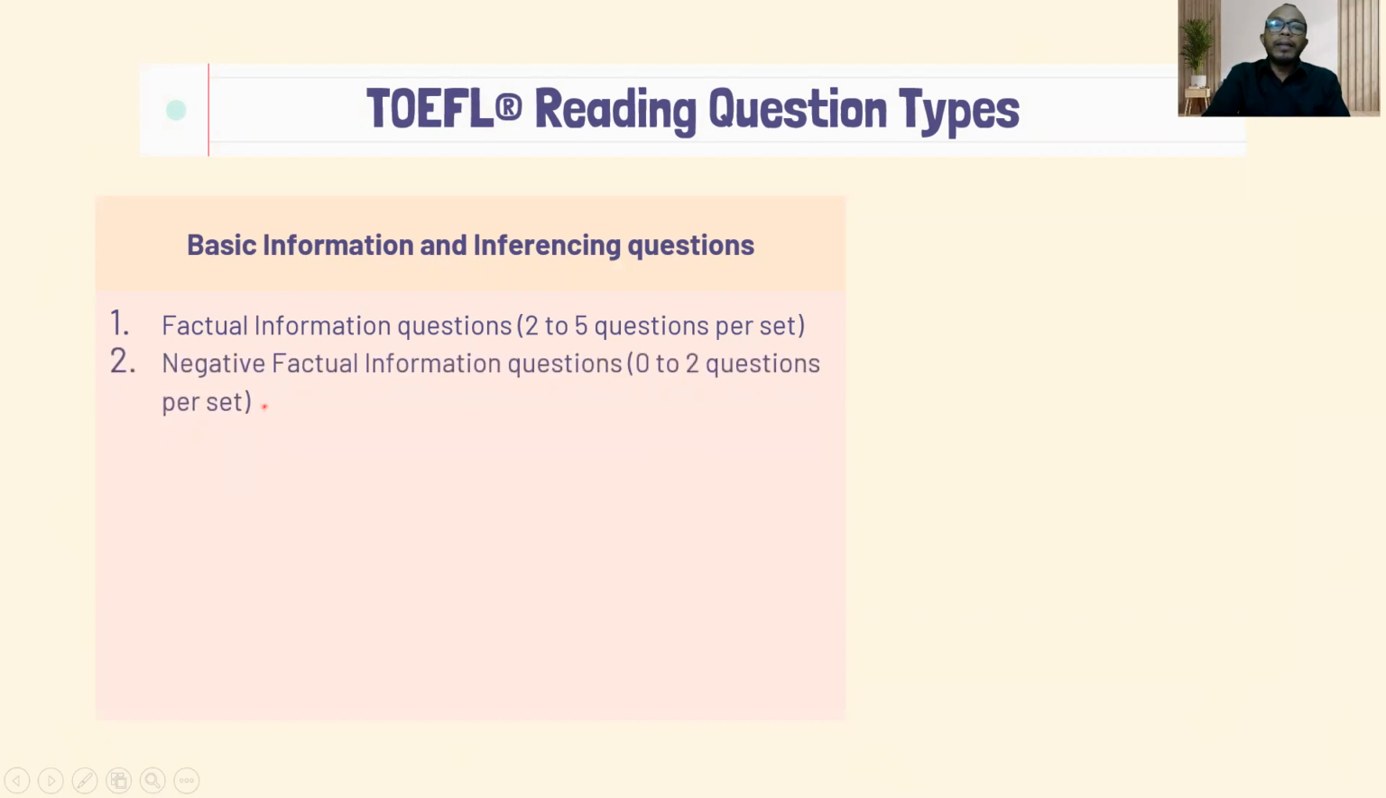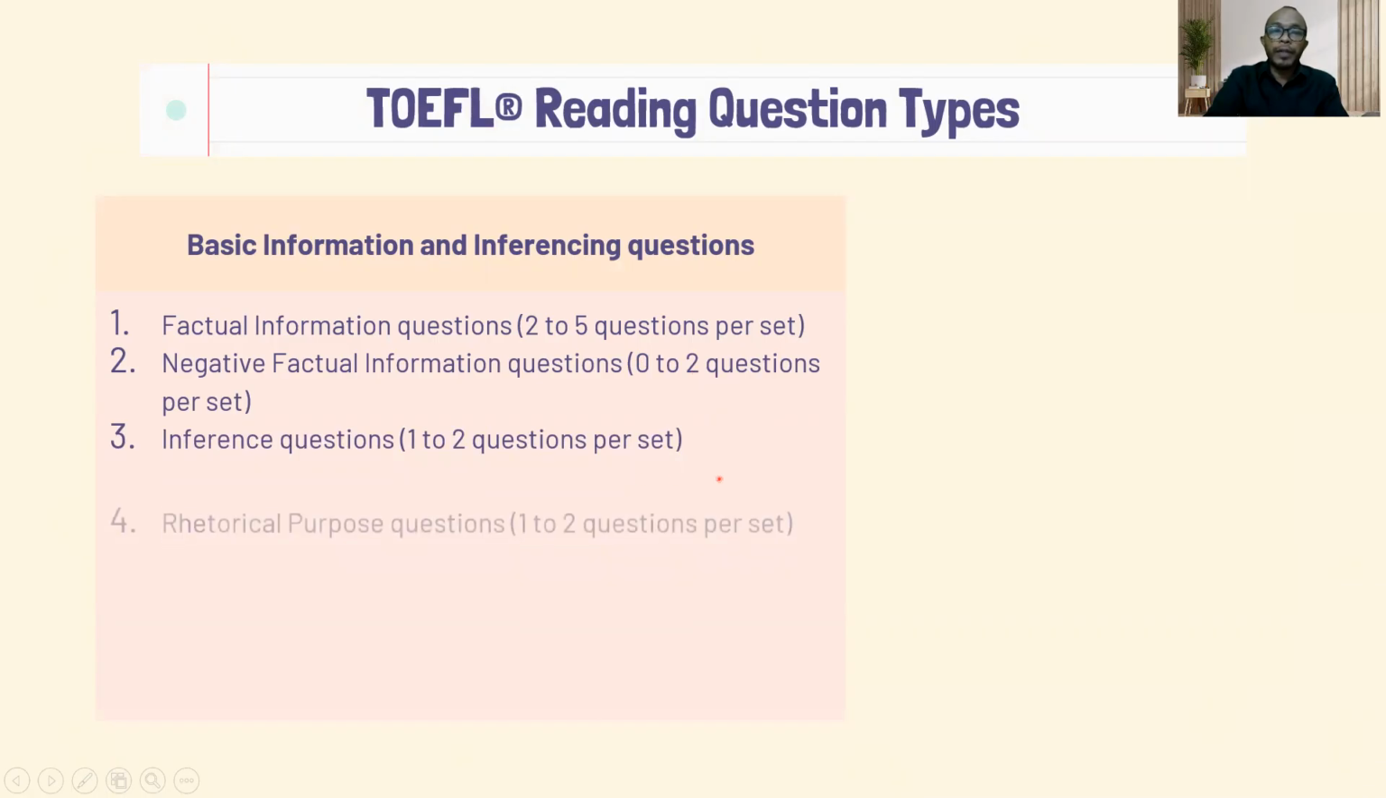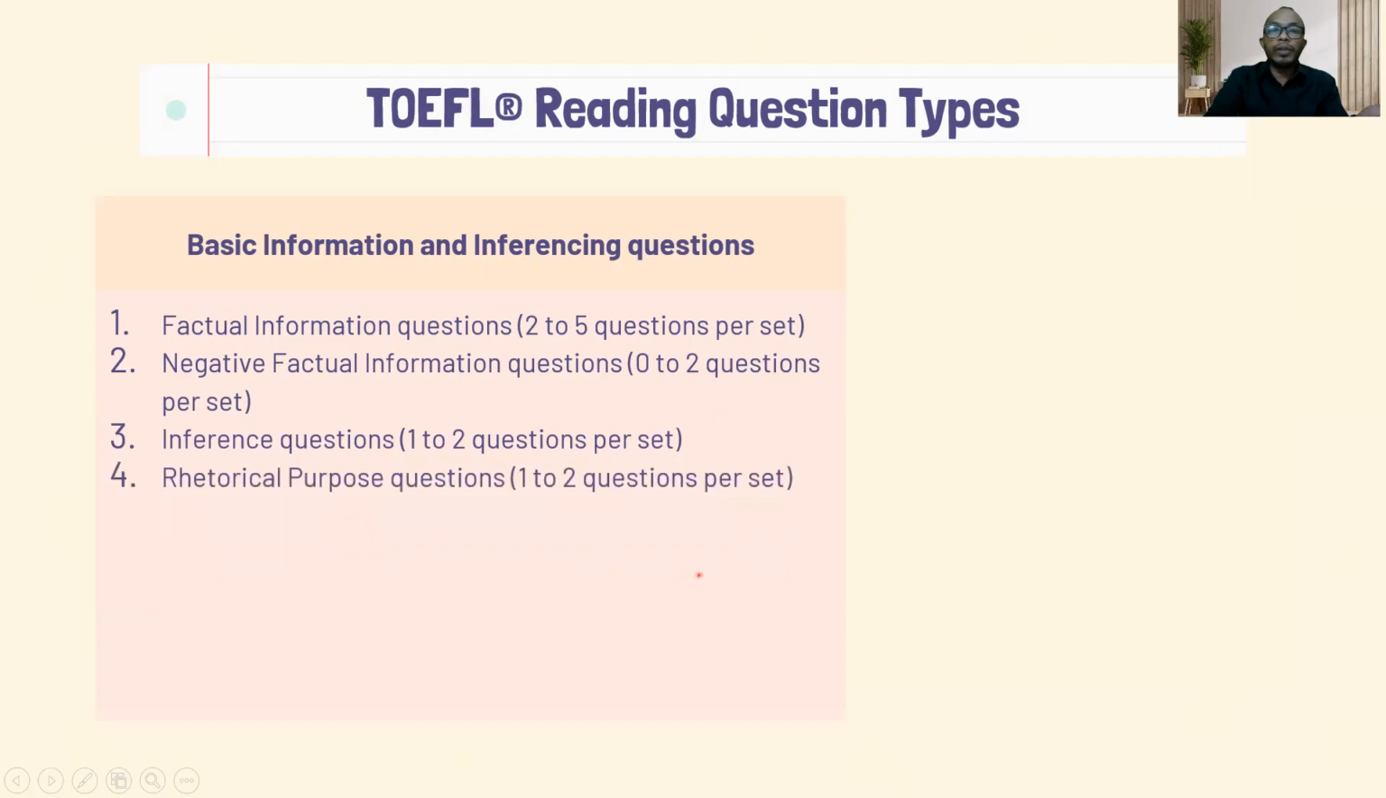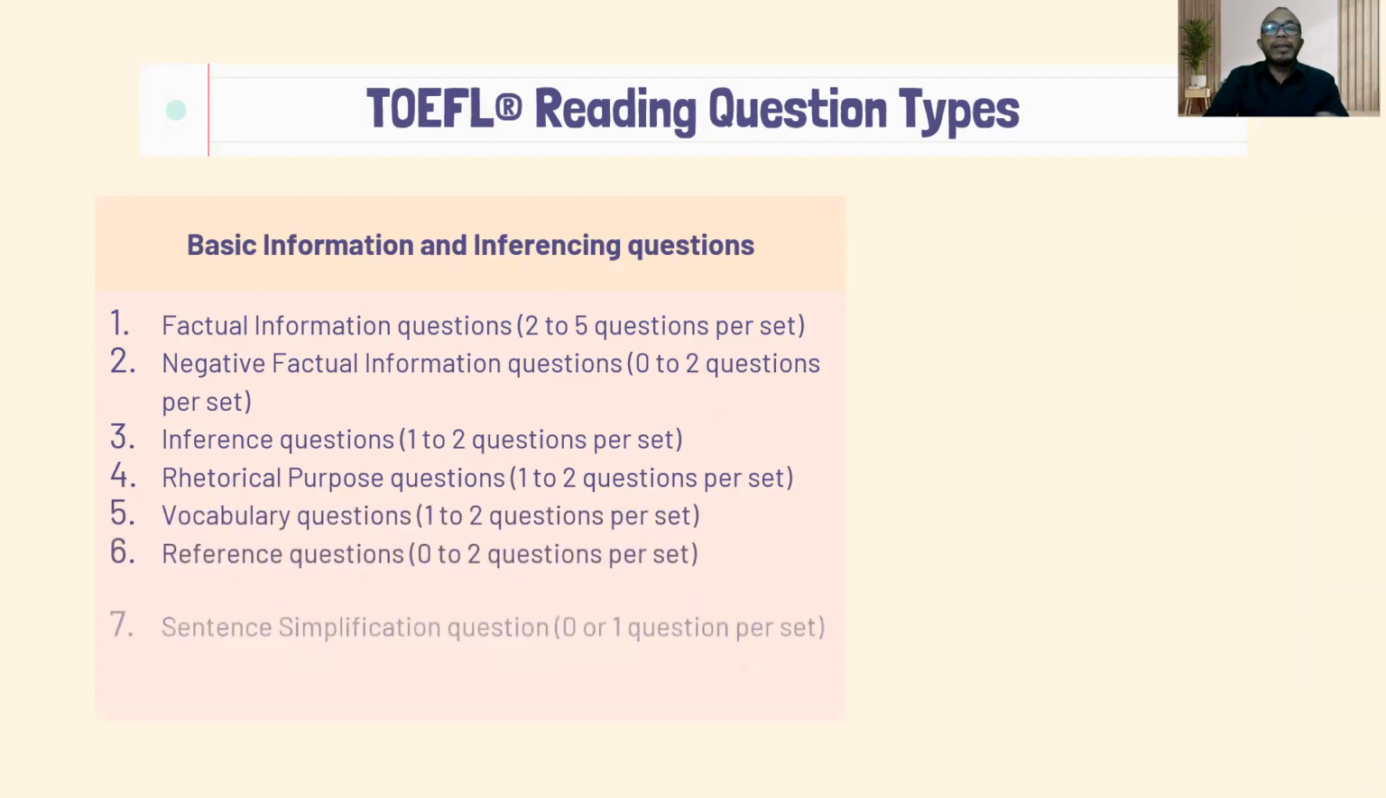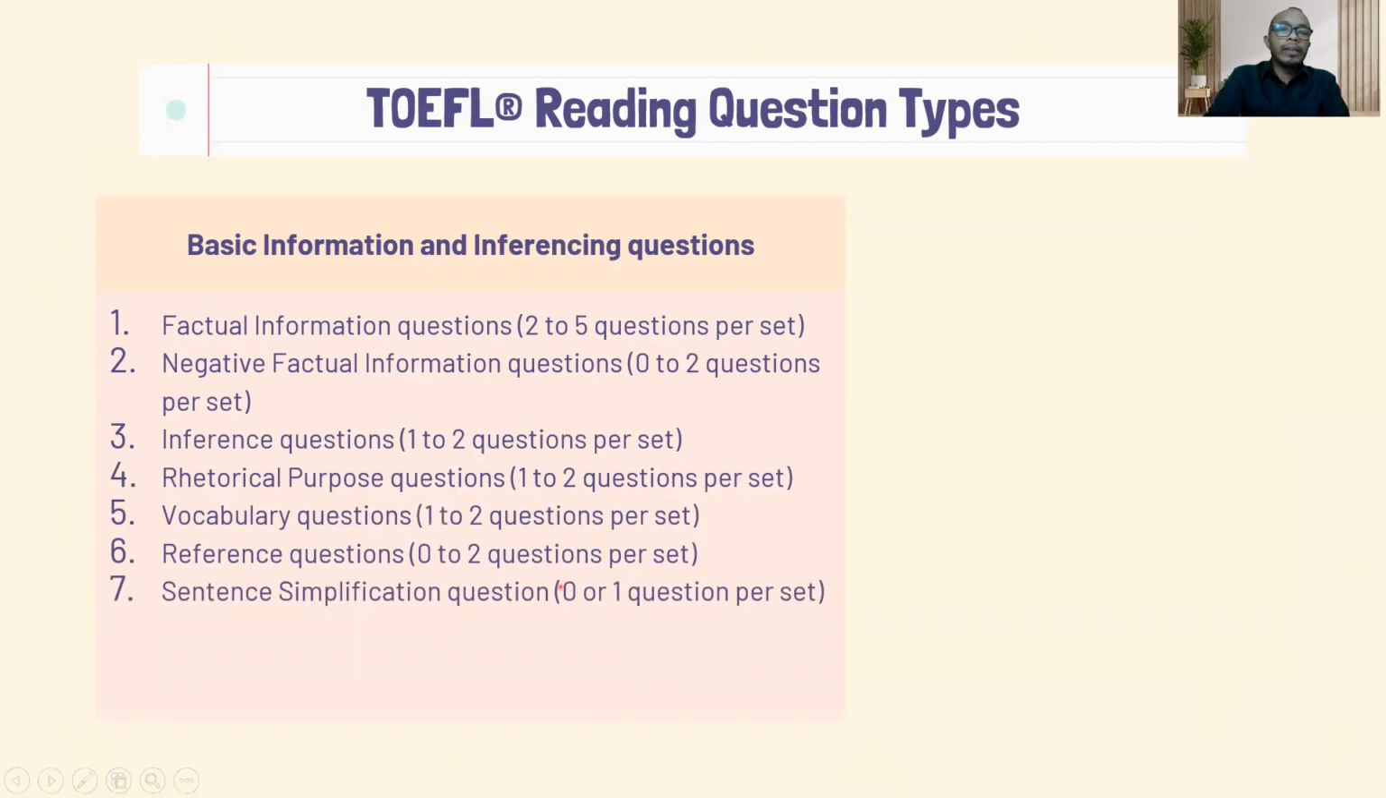And then there will be negative factual information questions, which you can get none, up to 2 questions per passage. The inference question, 1 to 2 per passage. Rhetorical purpose questions, vocabulary questions, reference question, sentence simplification questions, which can be either none or 1 per passage. And then there will be the insert text question. And those are the 8 types in the category of basic information and inferencing questions.